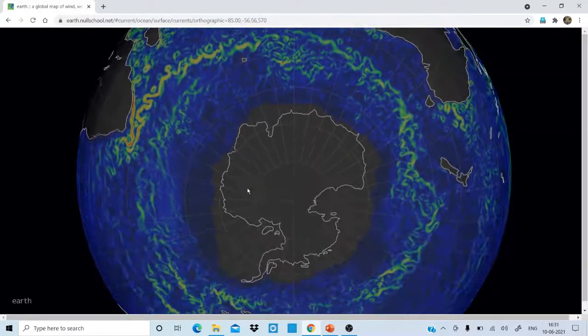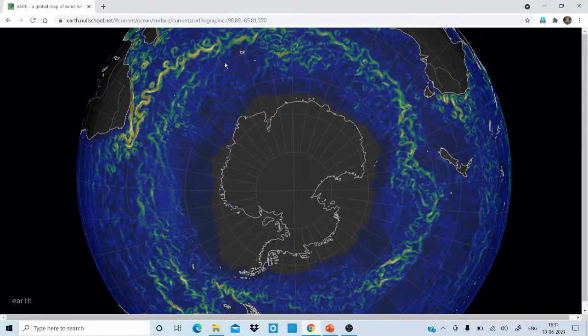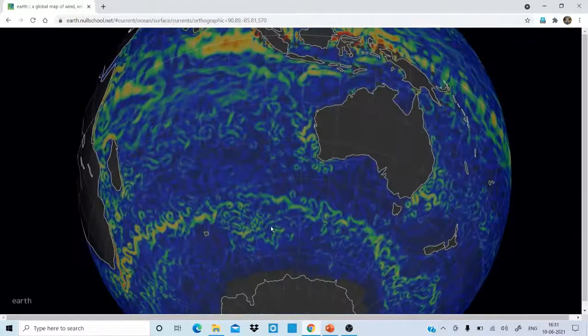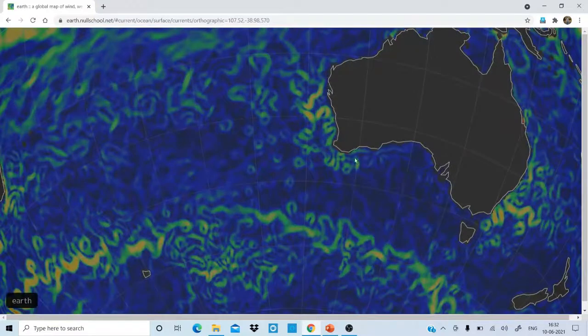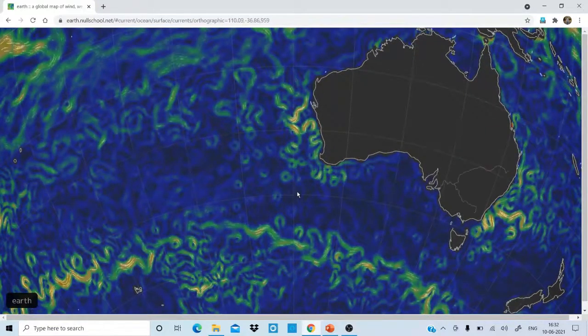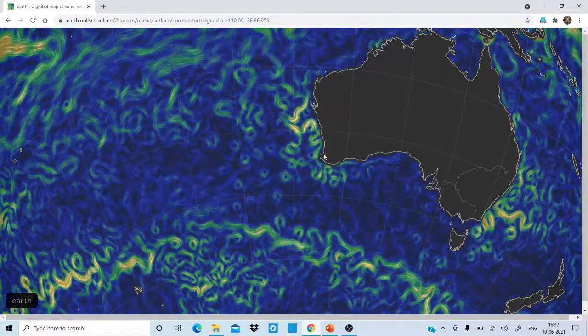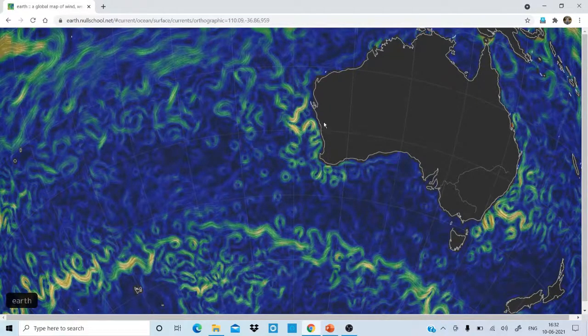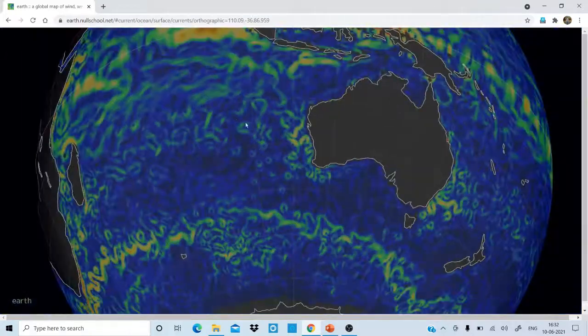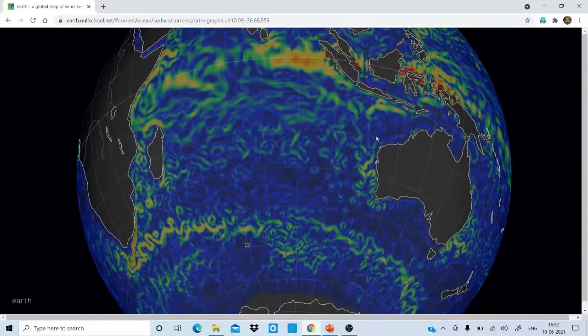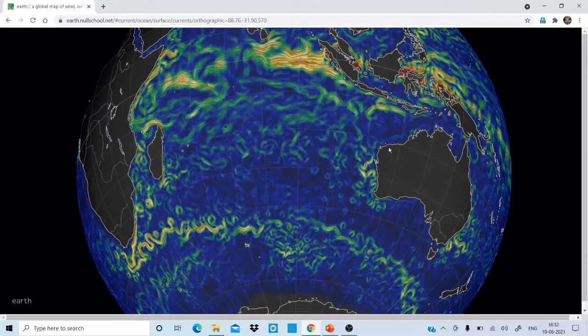This huge current over here, which you can see encircling Antarctica, is the Antarctic Circumpolar current. And this current, which is moving from south towards the north, this portion, is the West Australian current. So, in the Indian Ocean, this portion forms the Indian Ocean gyre.